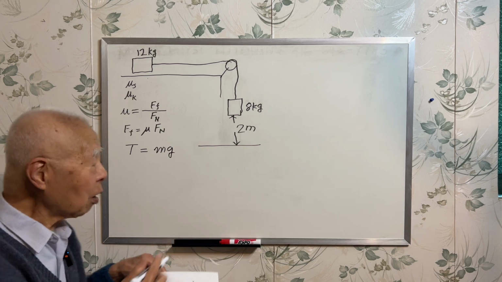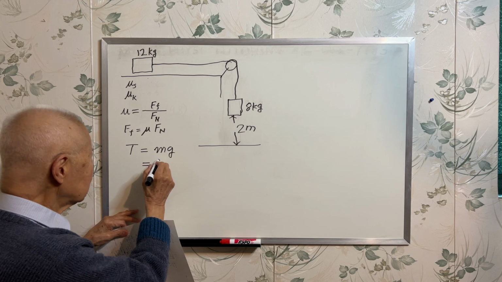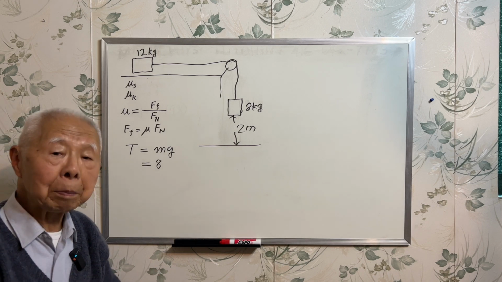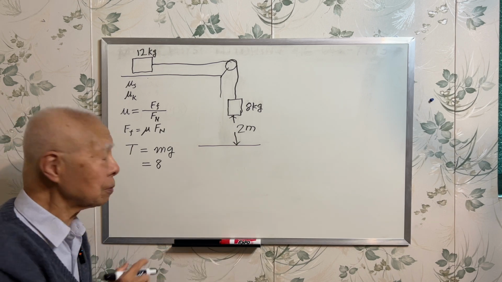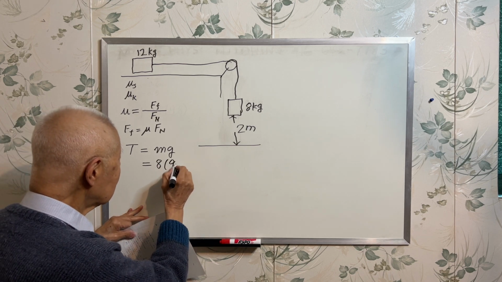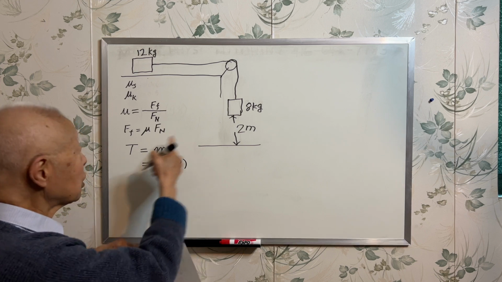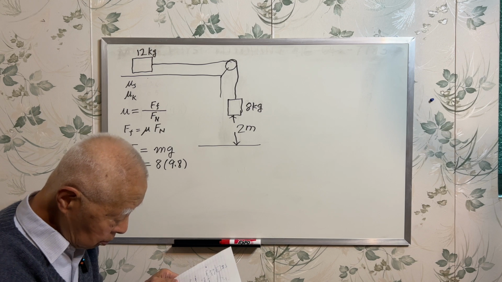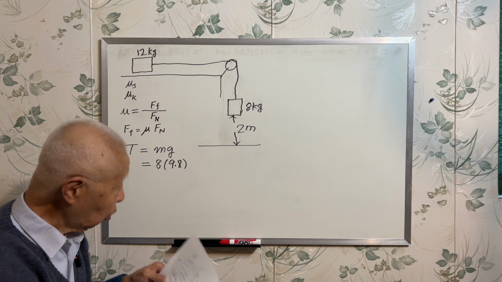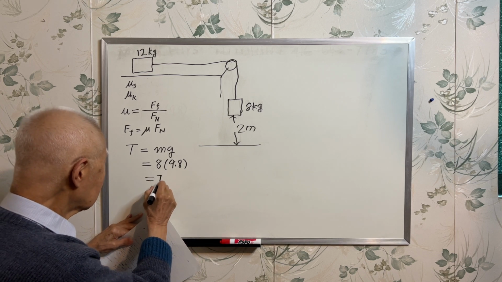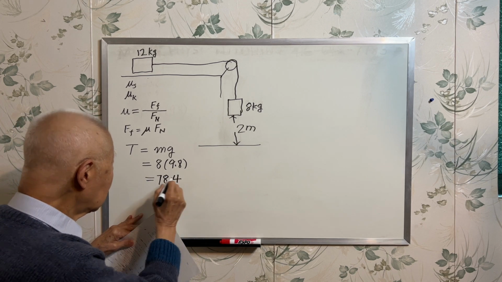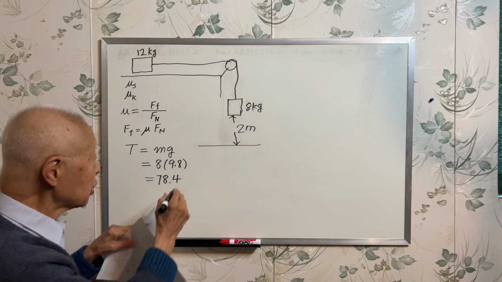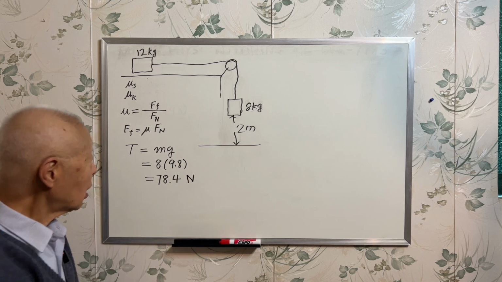If it's not moving, all right. So let's see that. m is 8, g is 9.8. It is a constant. So this is the tension, 78.4. The unit of tension is force. The force unit is Newton.